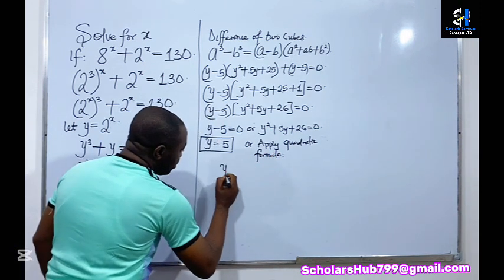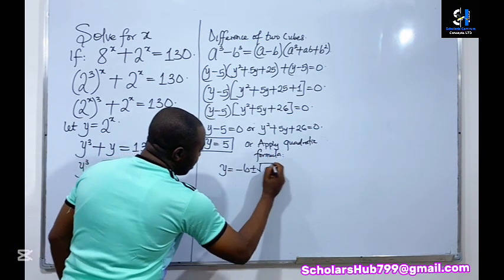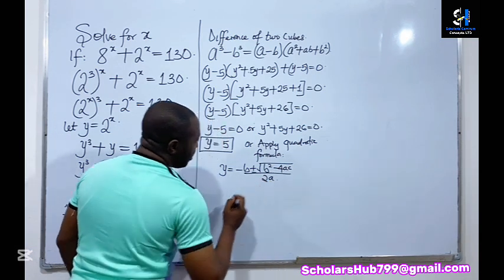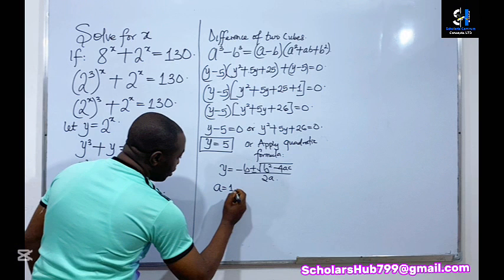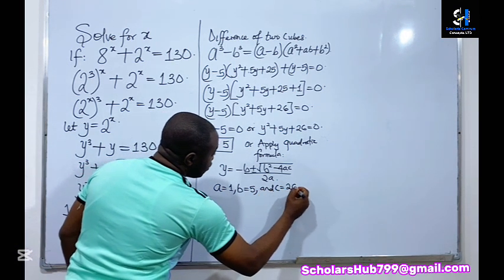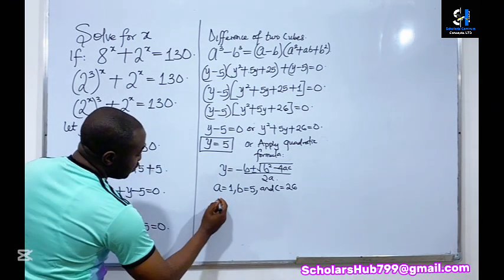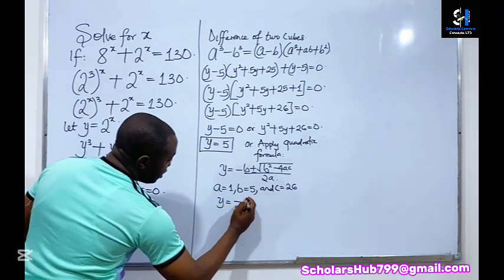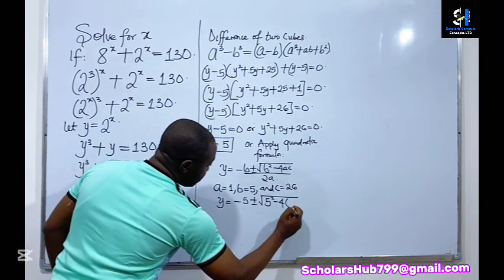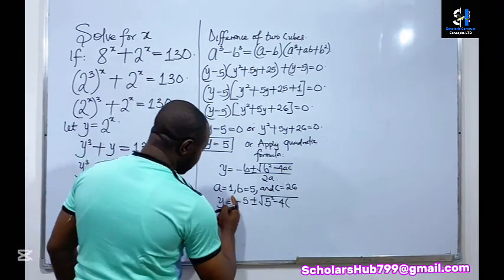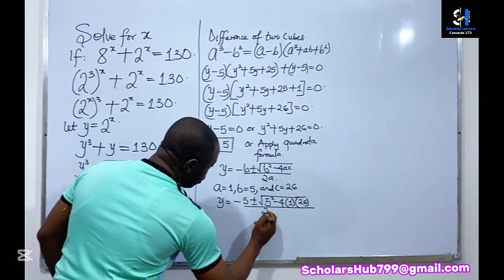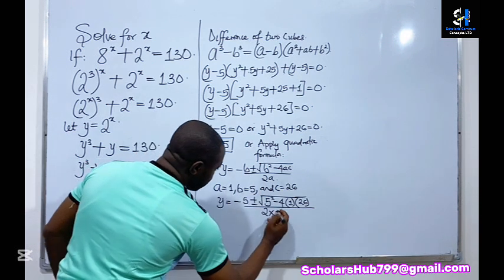And we know that this will be y equals minus b plus or minus square root of b squared minus 4ac, divided by 2a. So where a is 1, b is 5, and c is 26. We plug in the values so that y will be equal to negative 5 plus or minus the square root of 5 squared minus 4 times a. a is 1, then times 26, divided by 2 times a, which is 1.